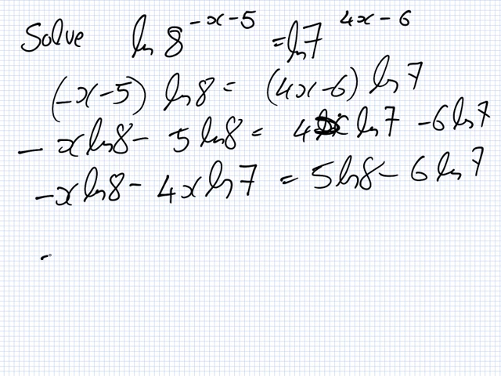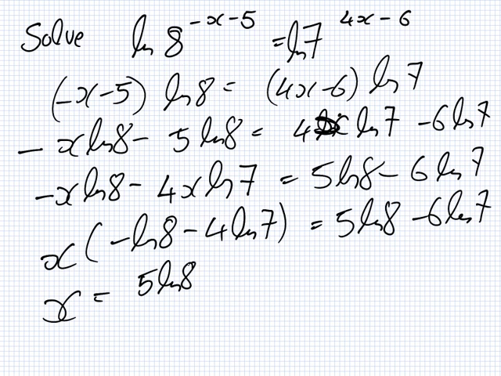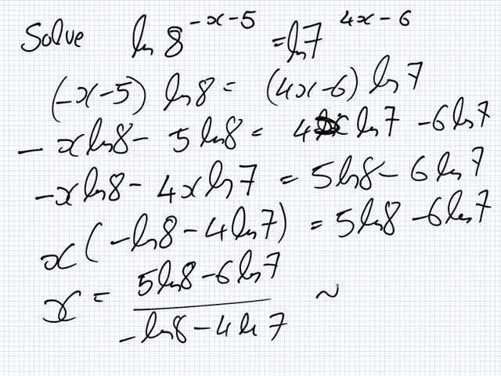Okay. x times minus log 8 minus 4 log 7 equals 5 log 8 minus 6 log 7. So finally, x equals 5 log 8 minus 6 log 7 over minus log 8 minus 4 log 7. Okay, what is that, did you get? 130? Okay, 1296 we'll say.